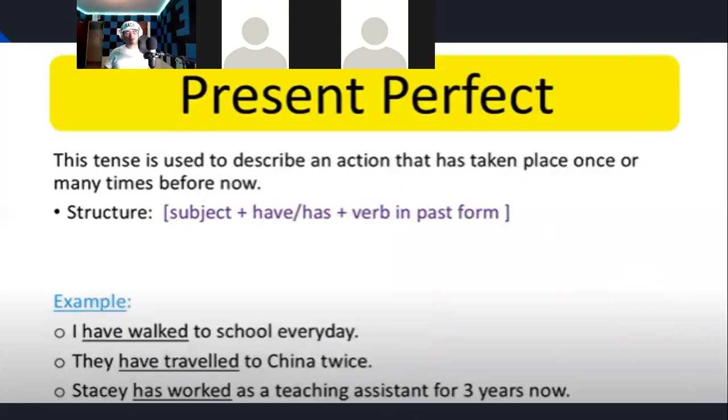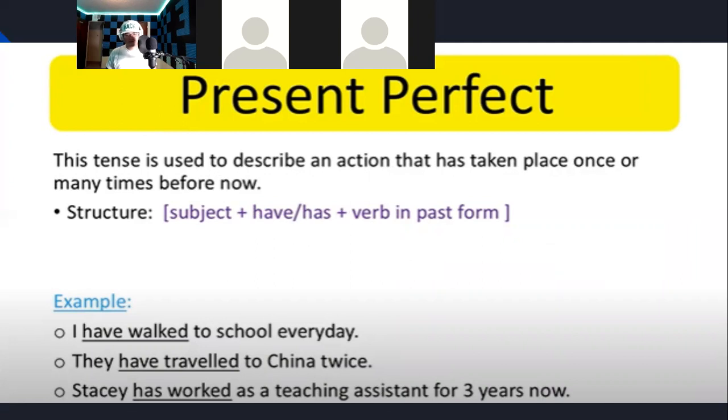Present perfect. This tense is used to describe an action that has taken place. Like I said, perfect means that it already took place. It got completed once or many times before now. The structure is the subject plus have or has plus the verb in the past form. Present perfect. For example, I have walked to school every day.